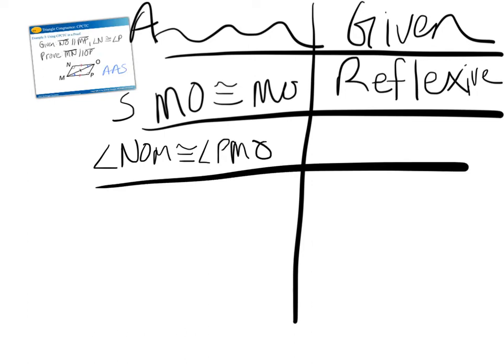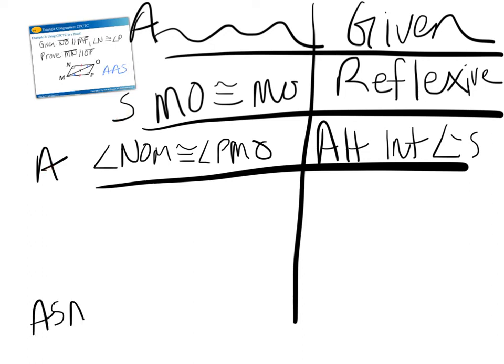And why is that true? Well, because these lines were parallel, I knew that these were alternate interior angles, so they're congruent. So that's just alternate interior angles. All right, and so now I've listed my second angle. So let's see what the order is. I've got an angle, a side, and an angle. So I'm either going to be using angle, side, angle, or angle, angle, side. And let's see if we can do that.